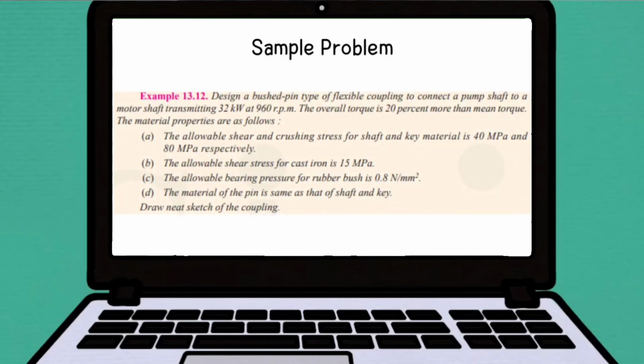Sample problem. Design a bushed pin type of flexible coupling to connect a pump shaft to a motor shaft transmitting 32 kW at 960 RPM. The overall torque is 20% more than the mean torque. The material properties are as follows. A. The allowable shear and crushing stress for shaft and key material is 40 MPa and 80 MPa respectively. B. The allowable shear stress for cast iron is 15 MPa. C. The allowable bearing pressure for rubber bush is 0.8 Newton per millimeter squared. D. The material of the pin is the same as that of the shaft and key.